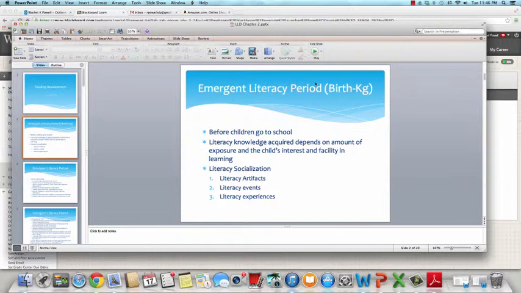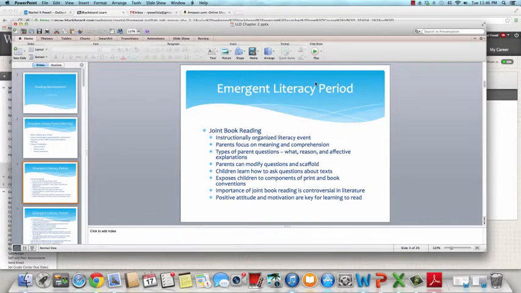Now, a literacy event and literacy experiences we're going to talk about more extensively. So a literacy event would be joint book reading. These are instructionally organized literacy events. There's a parent focus there, or adult focus really. Studies have found that parents, when they're doing joint book reading, focus on meaning and comprehension. They're not necessarily drawing a lot of attention to labeling. They're not even picking books based on their rhythm and rhymings. They're just picking books in general. So as the infants grow older, the parents shift their focus and introduce more input that's more cognitively demanding.